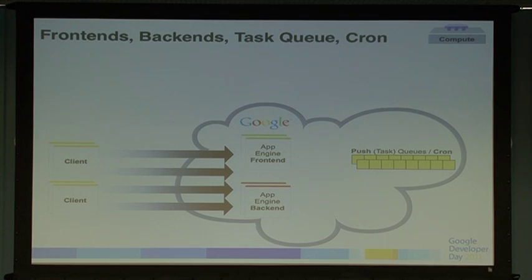So for a long time, we've had push queues. Push queues take the work that you create, and they push it down to your application. And your application spins up more instances, and then when the work's gone, those instances shut down.